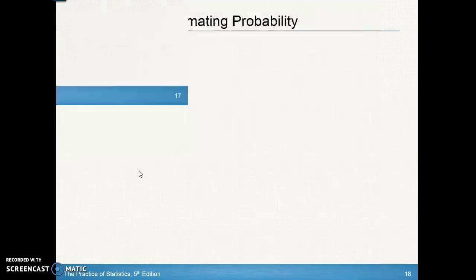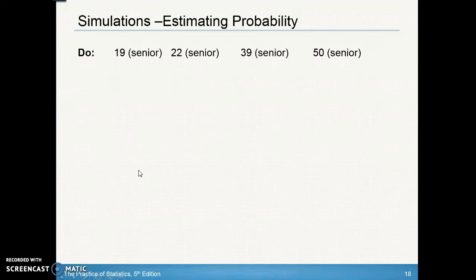All right, so let's take a look at the next slide for the do and conclude. If you think about this, looking at a number table, 19 is a senior, 22 is a senior, 39 is a senior, and 50 is a senior. Boom.